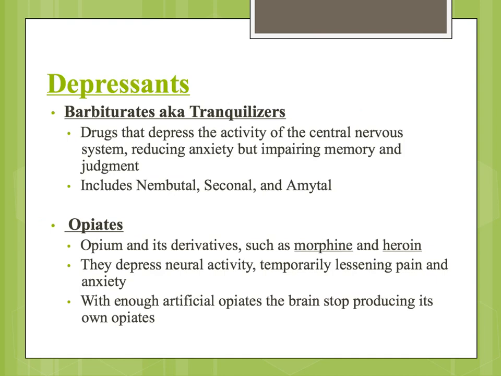And then another depressant is opiates. Opium and all of its derivatives, such as morphine and heroin. That's right, heroin and morphine come from opium. They're made from opium. They depress neural activity, temporarily lessening pain. It dulls pain, and it also lessens and dulls anxiety. With enough artificial opiates, the brain stops producing its own opiates, which means opium or heroin or morphine can lead to a very severe physical dependence.